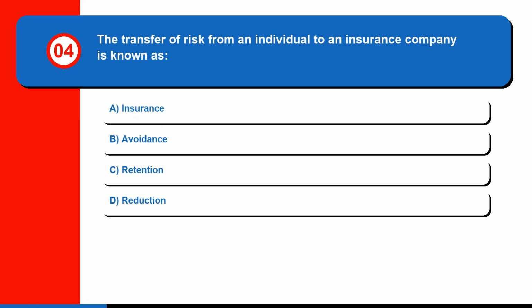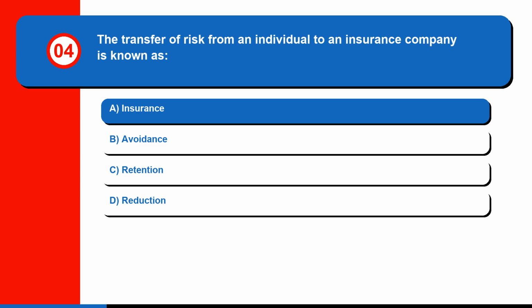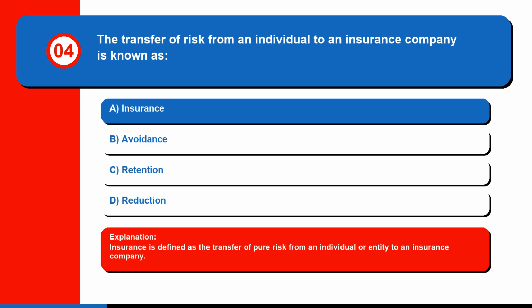Question 4. The transfer of risk from an individual to an insurance company is known as A. Insurance. B. Avoidance. C. Retention. Or D. Reduction. The correct answer is A. Insurance. Insurance is defined as the transfer of pure risk from an individual or entity to an insurance company.